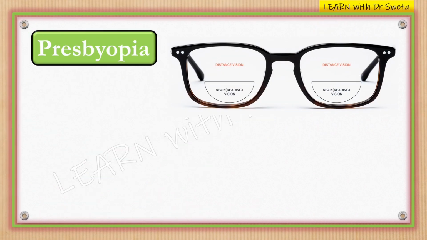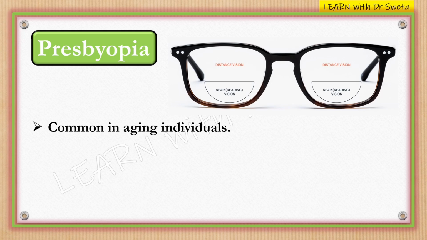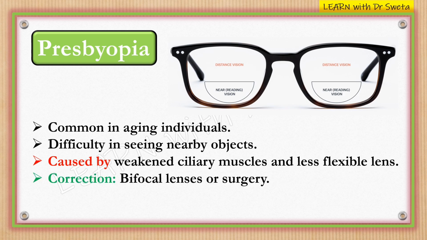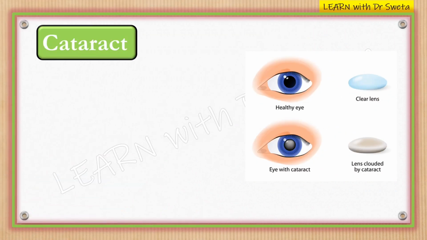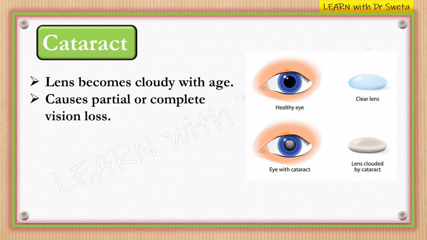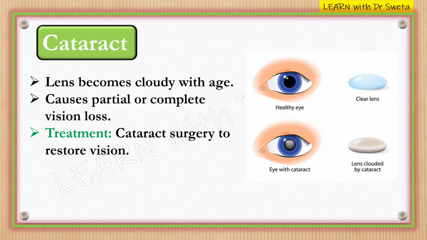Next is presbyopia. So presbyopia occurs with aging. People struggle to see nearby objects because the lens becomes less flexible and the ciliary muscles weaken. Bifocal lenses or surgery can help. Next is cataract. A cataract happens when the lens becomes cloudy, usually with age. This can cause vision loss. Surgery can remove the cloudy lens and restore clear vision.